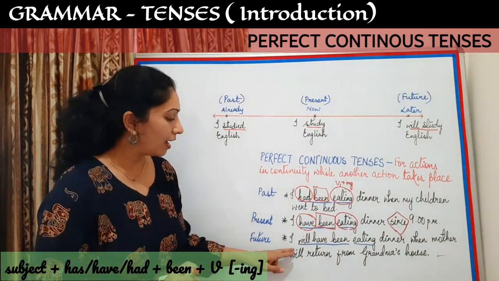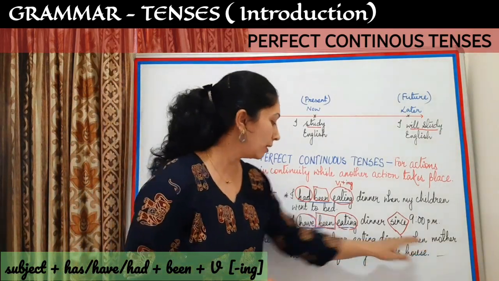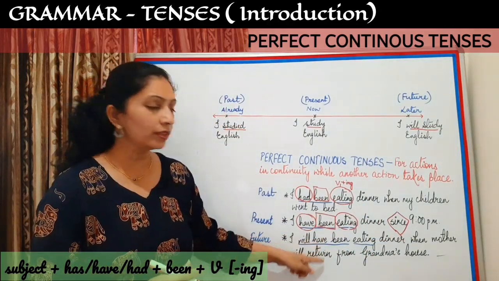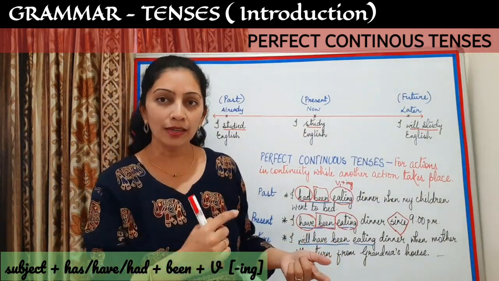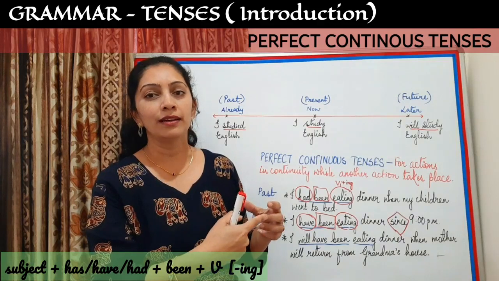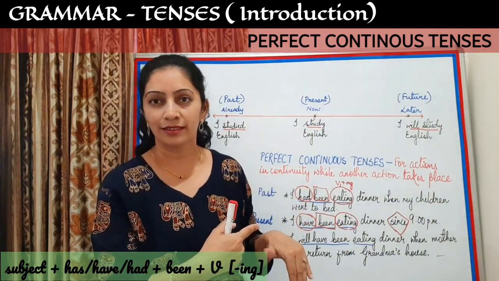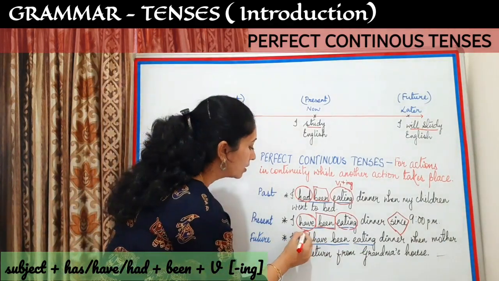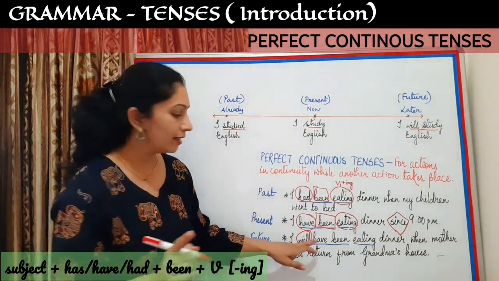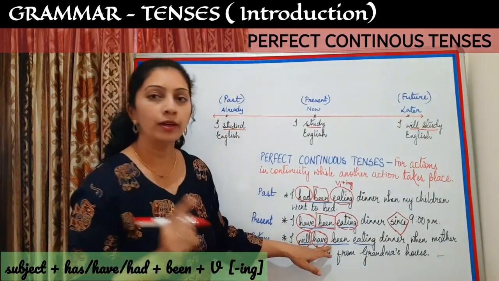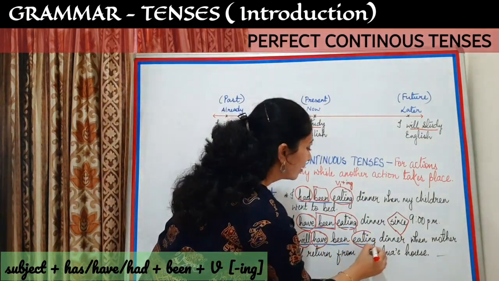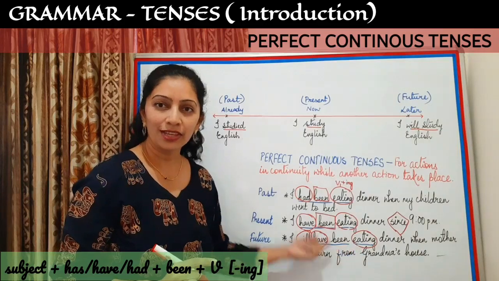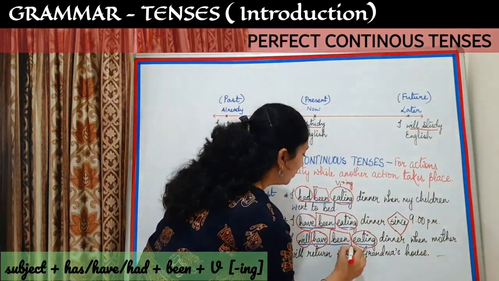Let's come to future. I will have been eating dinner when mother will return from grandma's house. Again, now both the actions are going to happen in future, but one action will continue for some time, and then the next action in future will start. Look here, I will have been eating. Now since this is a future tense, we will use the word will for future, then have for perfect, then the eating verb with ing for continuous tense, and then joining all these words we have one bridge word which is been.